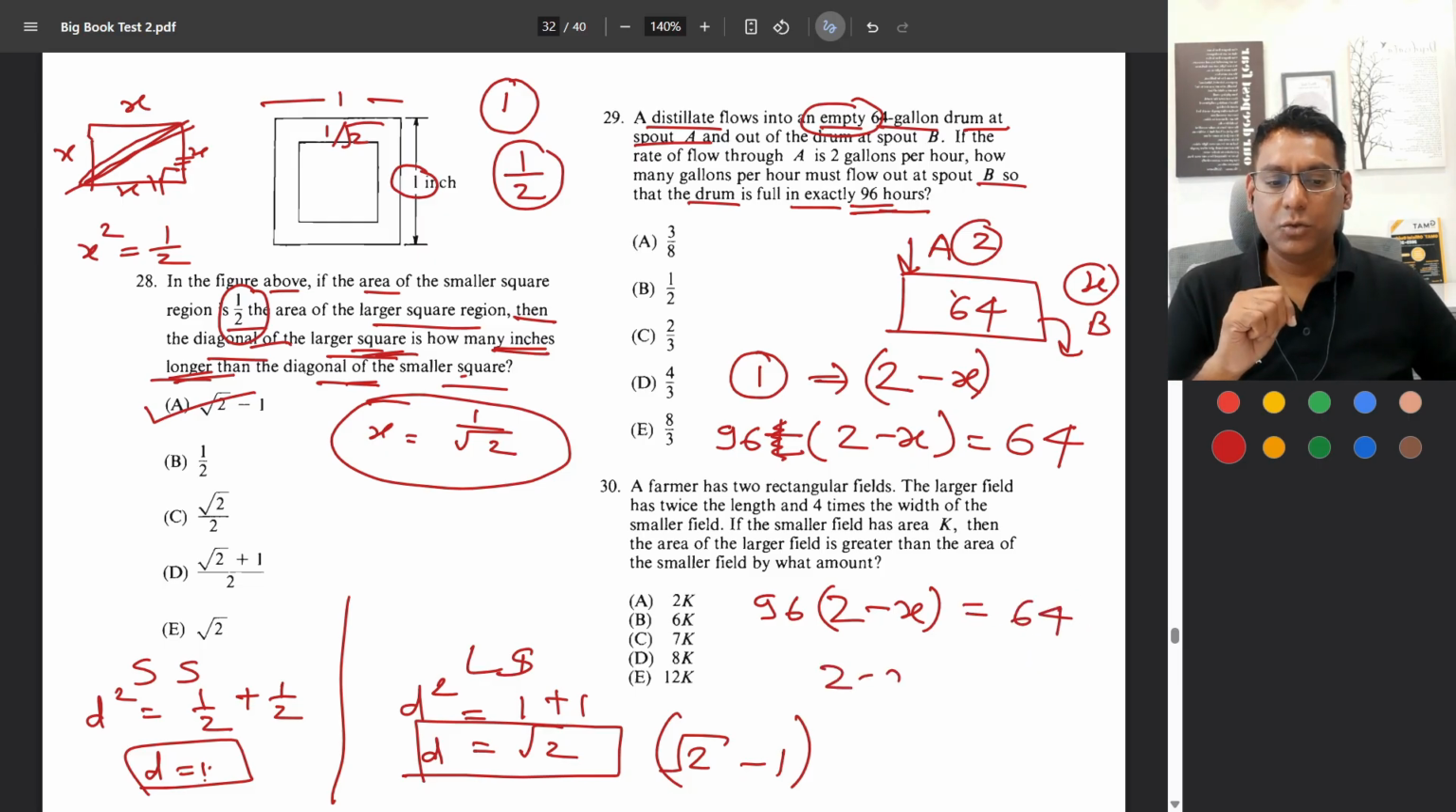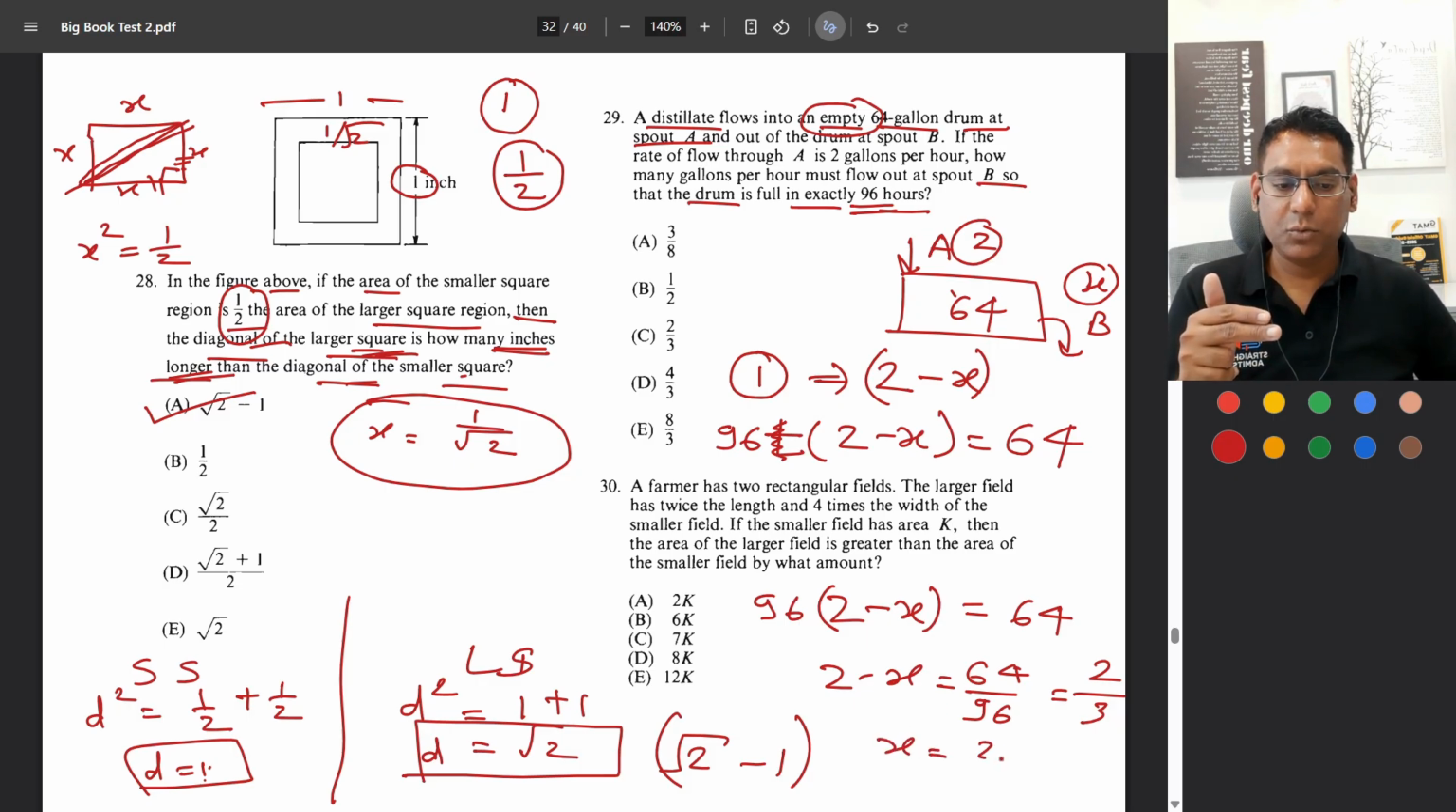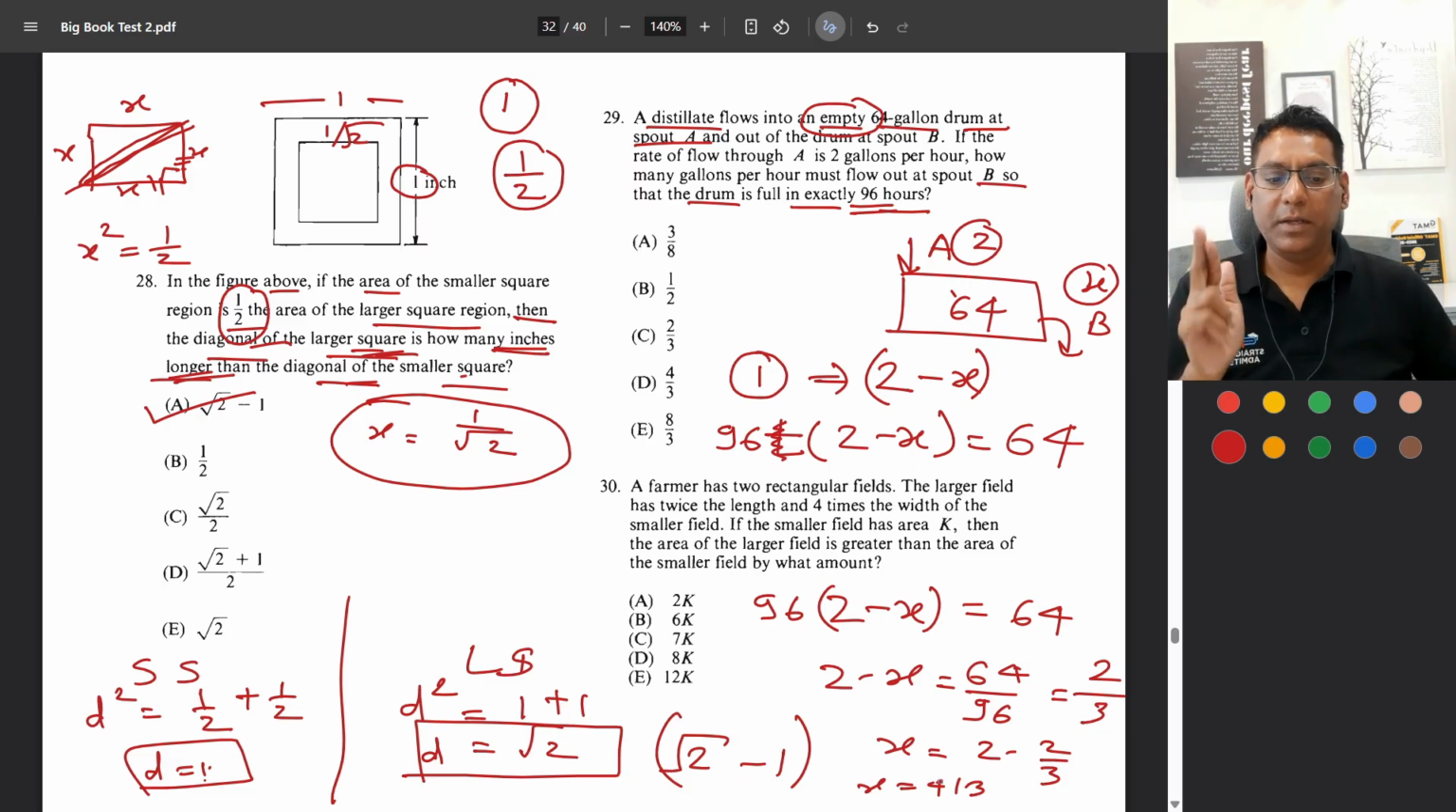So 2 minus X is 64 by 96, that's basically divided by 32, so it's going to be 2 by 3. Okay, 2 minus X is equal to 2 by 3, so X is equal to 2 minus 2 by 3. Correct. That is 6 by 3 minus 2 by 3, so 4 by 3. Correct. X is equal to 4 by 3. 4 by 3 should be getting out.